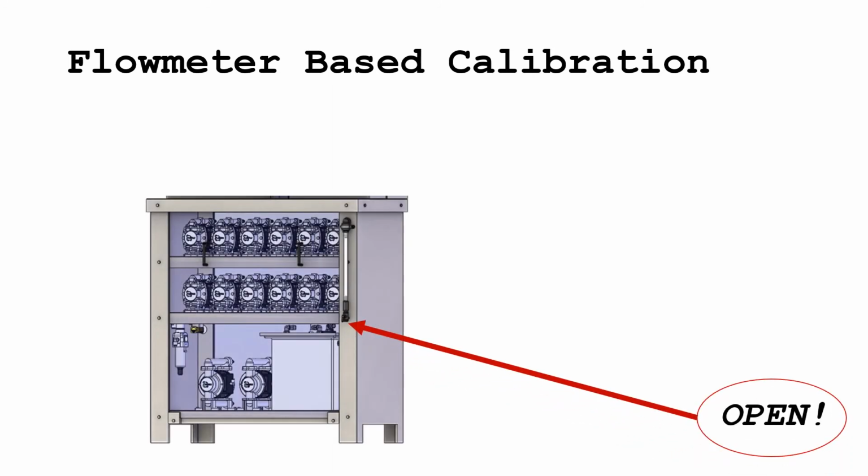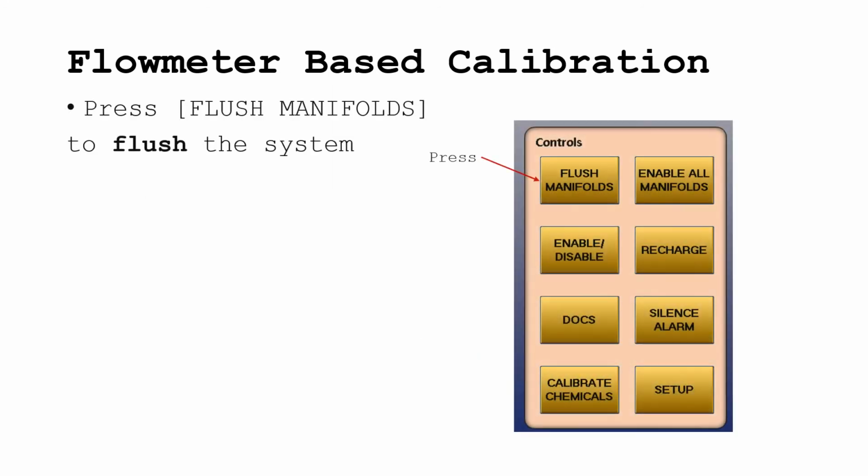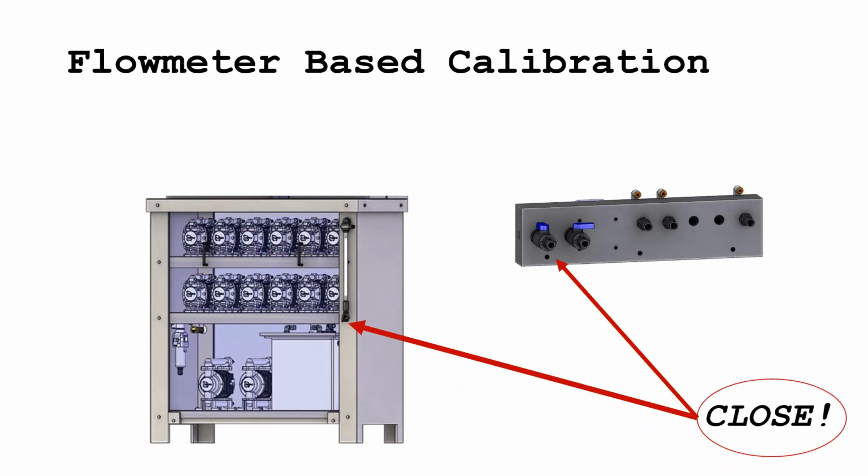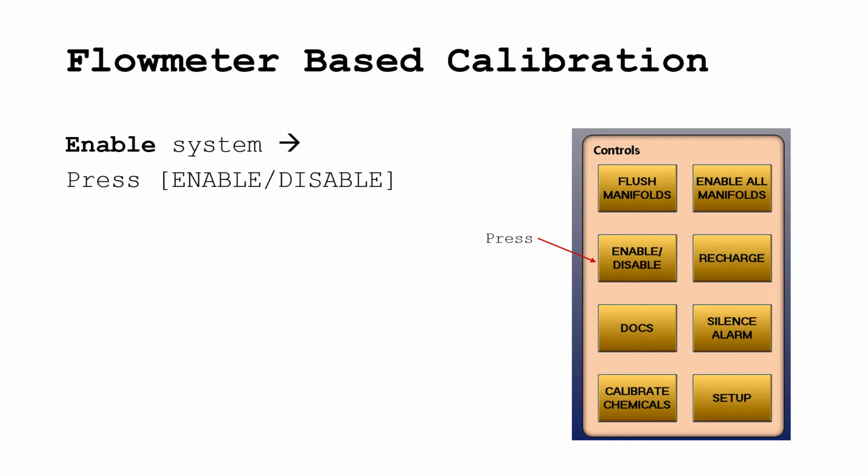After, make sure to open the valve at the end of the calibration line, then flush the system for about 15 seconds, and close both valves on the calibration line if necessary. Now, you are done calibrating that specific chemical. Repeat as needed for all other chemicals. After you are done calibrating the system, don't forget to enable the system, by pressing the Enable/Disable button in the Controls menu, to resume normal operations.